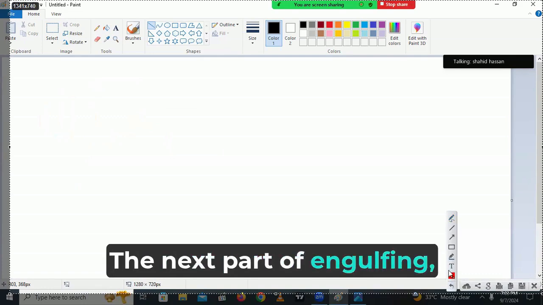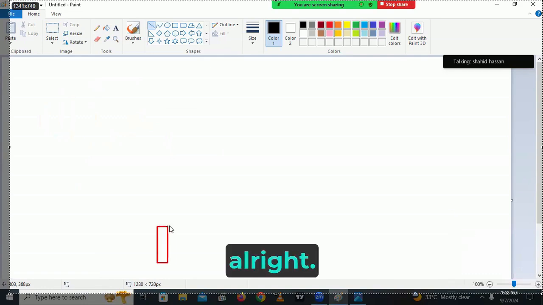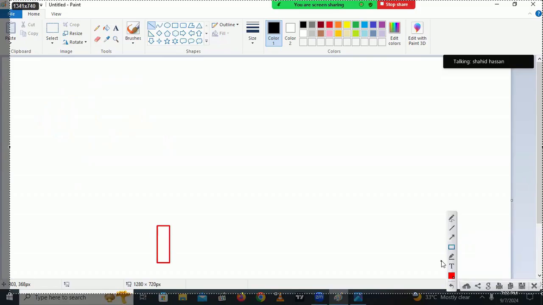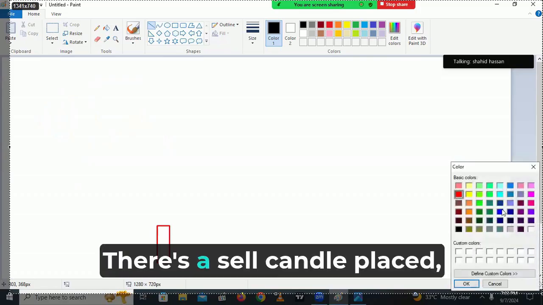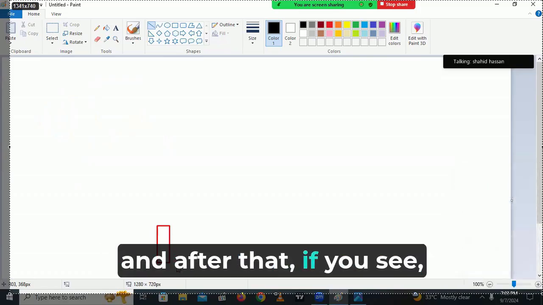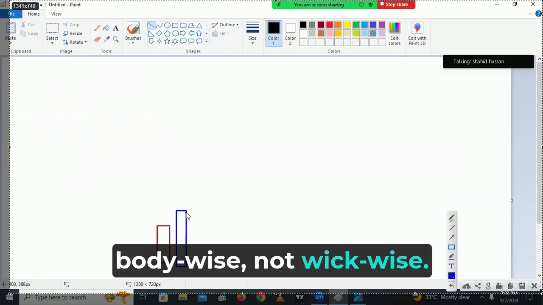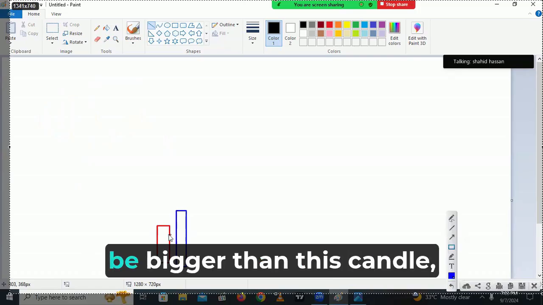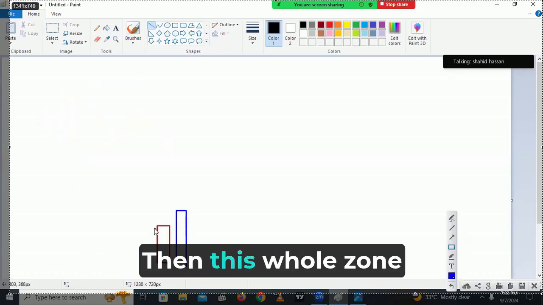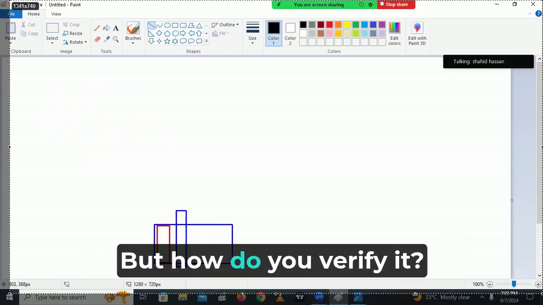The next part of engulfing, if we take it in the buy case. There's a sell candle placed, and after that, if you see, there's a buy candle. You need to look at it body wise, not wick wise. The body of this candle should be bigger than this candle, right? Then this whole zone will be ours. But how do you verify it?